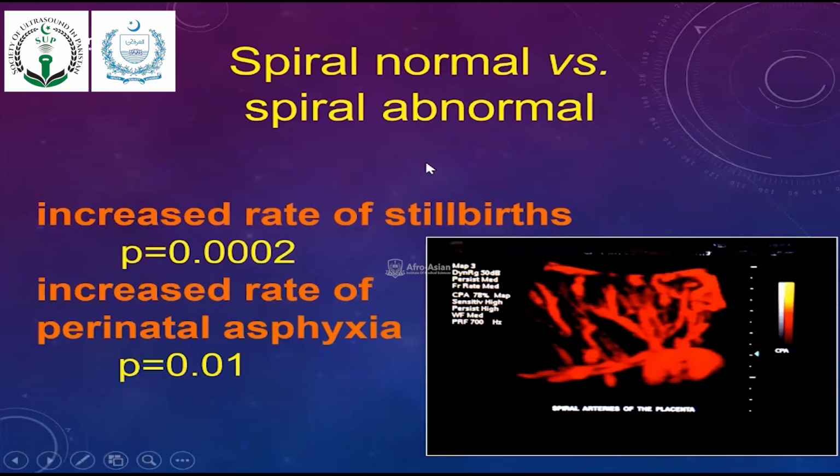The spiral normal versus spiral abnormal. Increased rate of stillbirths, 0.0002. Increased rate of perinatal asphyxia is 0.01.